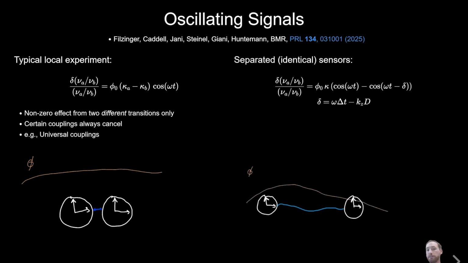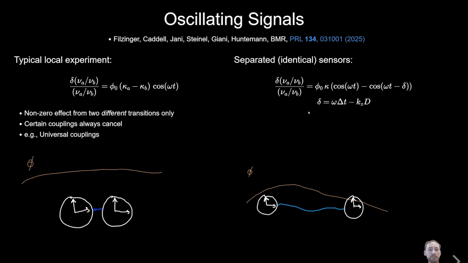On the other hand, if you take these two clocks and you put them very, very far apart, then the two clocks themselves will experience slightly different values for the dark matter field if it's oscillating. That means that you can have a non-zero signal even if your two clocks have the exact same coupling to the dark matter, because they are experiencing different local values of the dark matter field.